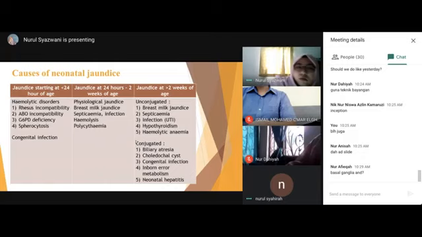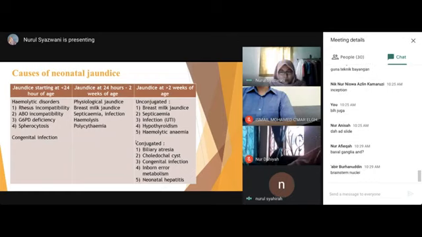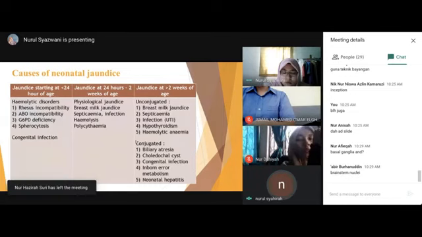Second, jaundice at 24 hours to 2 weeks of age is caused by physiological jaundice, breast milk jaundice, septicemia, hemolysis, and polycythemia. Jaundice at more than 2 weeks of age can be divided into unconjugated and conjugated. The unconjugated can be caused by breast milk jaundice, septicemia, infection, hypothyroidism, and hemolytic anemia. The conjugated can be caused by biliary atresia, choledochal cyst, congenital infection, inborn errors of metabolism, and neonatal hepatitis.